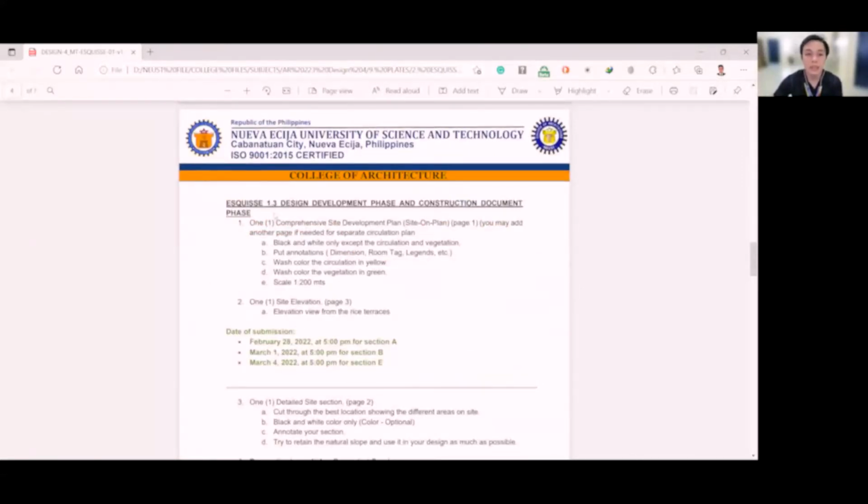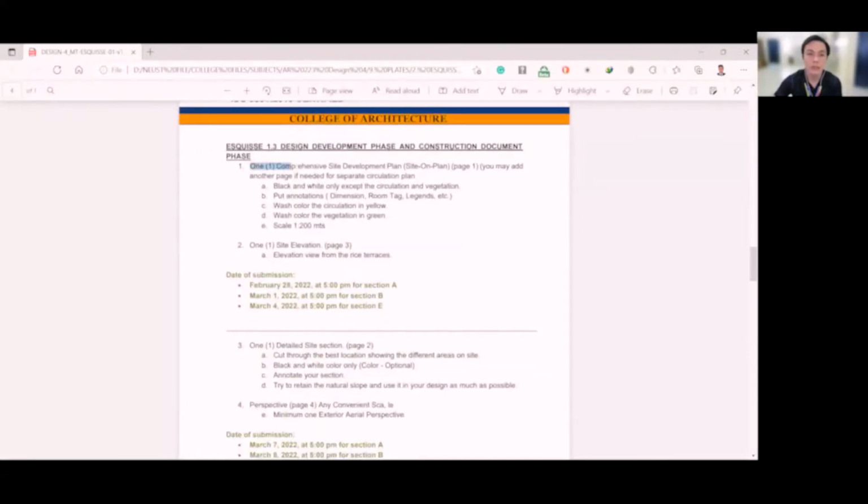Then design Esquisse 1.3, it's design development. So you need to pass to me site plan on site, page 1. You may need another page for a separate circulation plan, but this is optional.